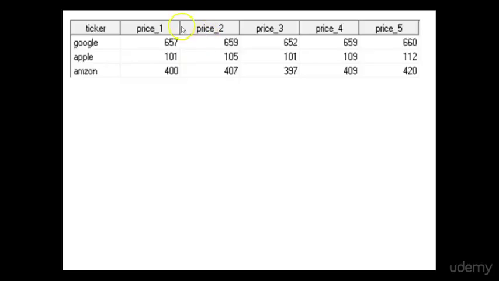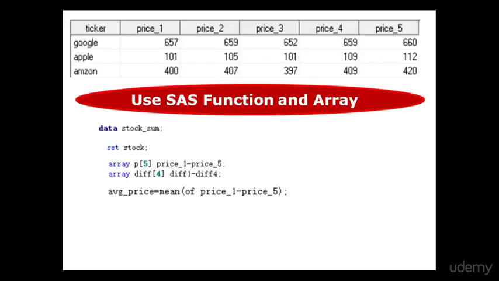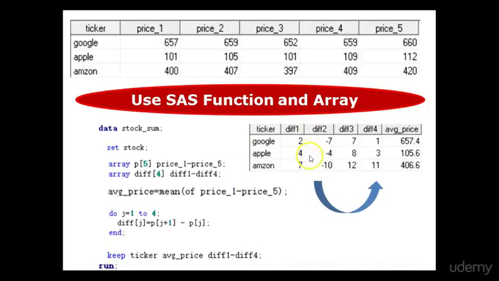This example is about stock price. Suppose we have 3 stocks corresponding to the price over several days. We use SAS function and array. I want to calculate the average price of 5 days. Simply use the mean function. I also want to calculate the amount of change for consecutive days using array. Then we run, and the table is shown below.